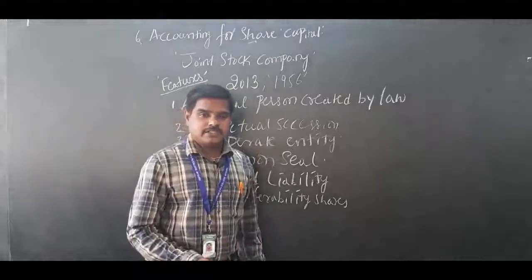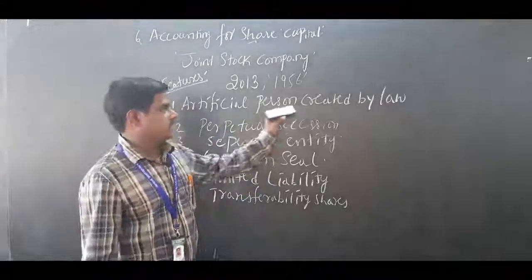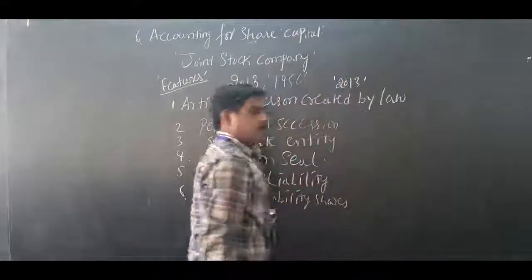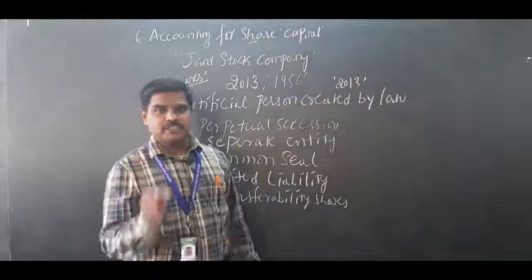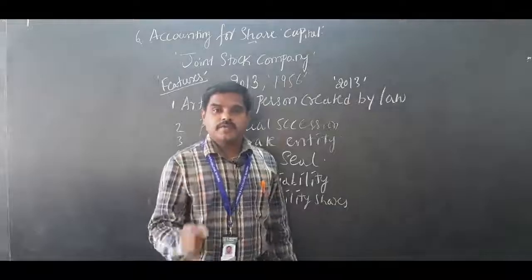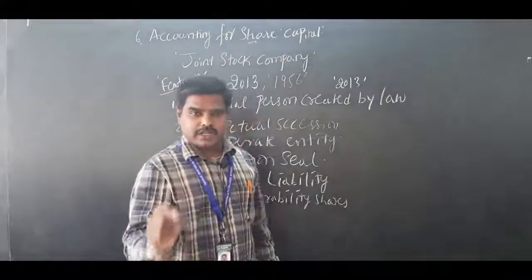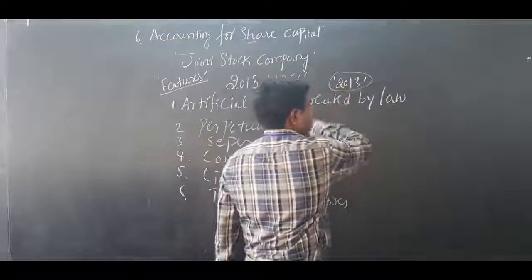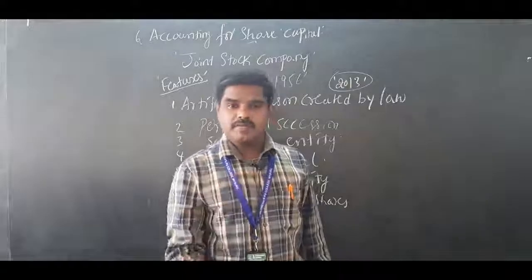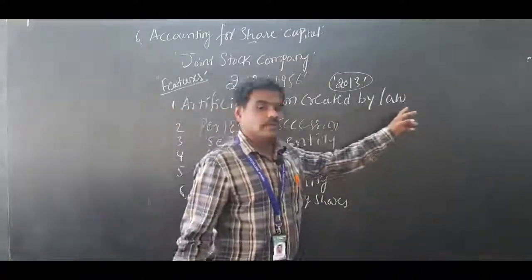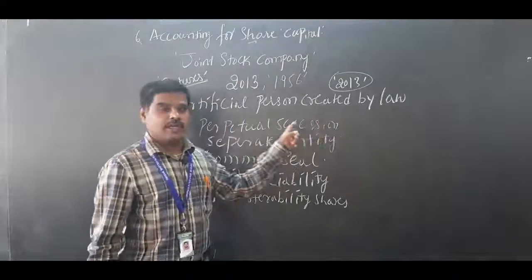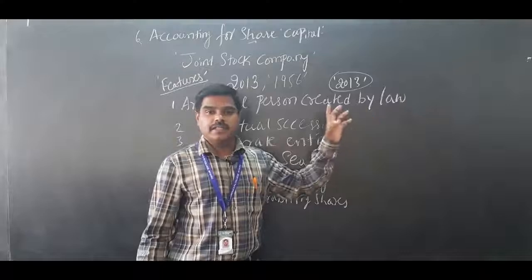Yes, of course, a joint stock company is an artificial person, created by law, the Companies Act of 2013. The company will come into existence as per the Companies Act of 2013. Winding up, closing: to close the company also, they have to follow the Companies Act of 2013. Not only to start the business, even to wind up the business, they have to follow the law. So that is why we call a joint stock company an artificial person created by law.